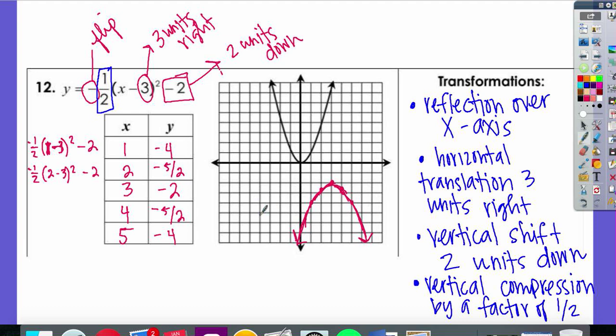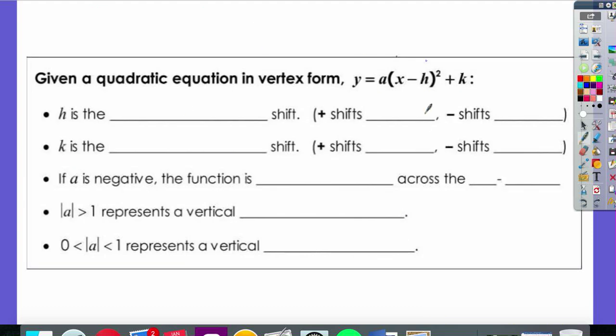Okay, so we've seen pretty much anything that could really happen with these. We now see the 4 major changes that can happen with a transformed graph. So that's going to bring us to this wrap-up piece. We know that H is representing the horizontal shift. A positive H is actually shifting the graph to the left, and a negative H is actually shifting the graph to the right. And that's because the minus is already a part of the form, so it kind of does the opposite of what you think.